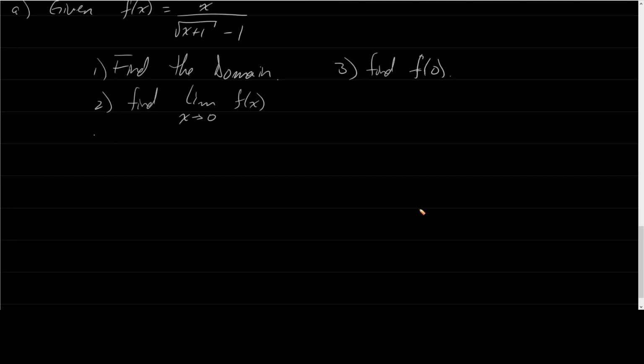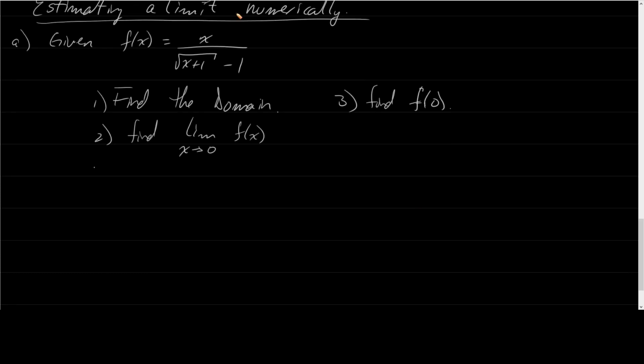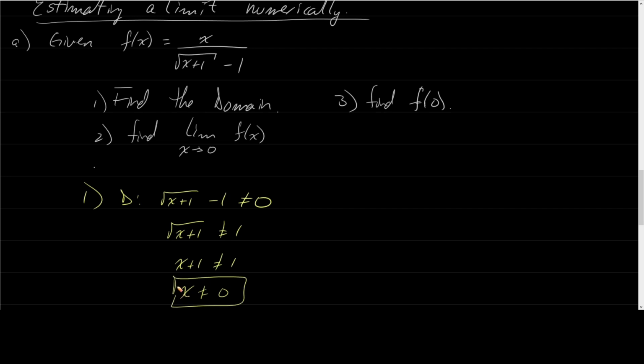All right, so let's go ahead and begin answering these questions. So we said first to find the domain. Well, what do I have here? I have a fraction. And I know that whenever I have fractions, I have to make sure that my denominator is not equal to 0. So solving this, add 1 to both sides, square both sides, move the 1 over, and this should all be not equal. So x cannot be equal to 0. That's the domain. Done.